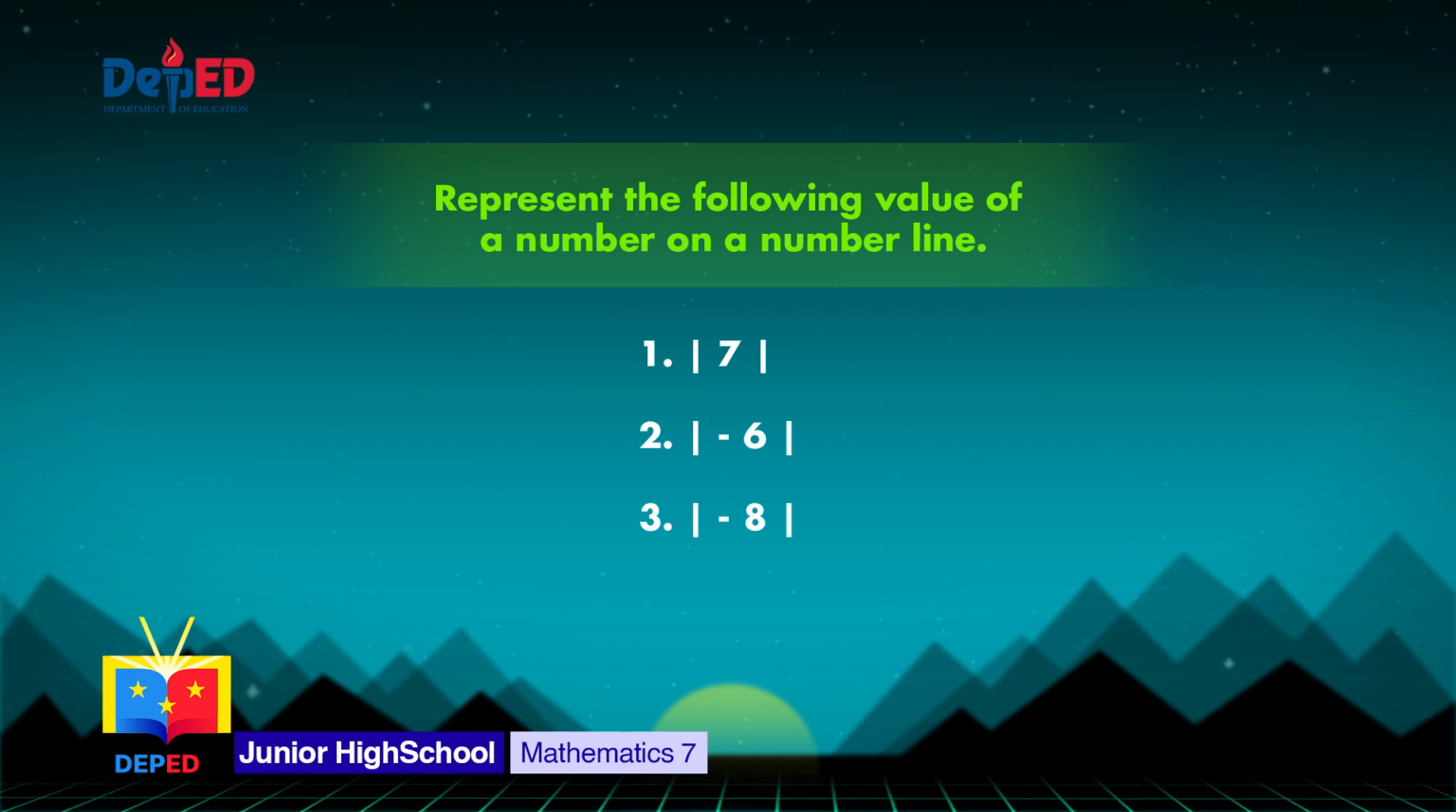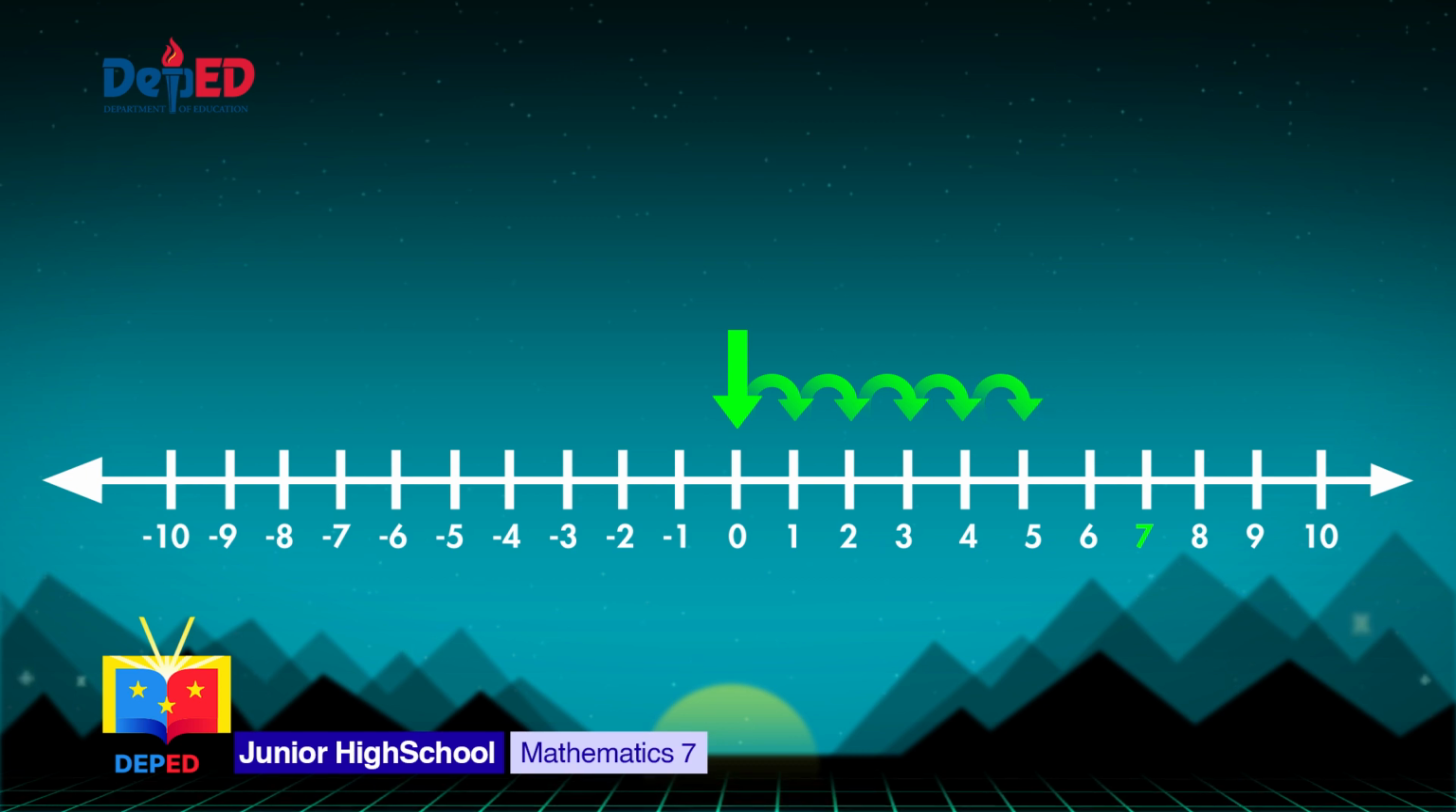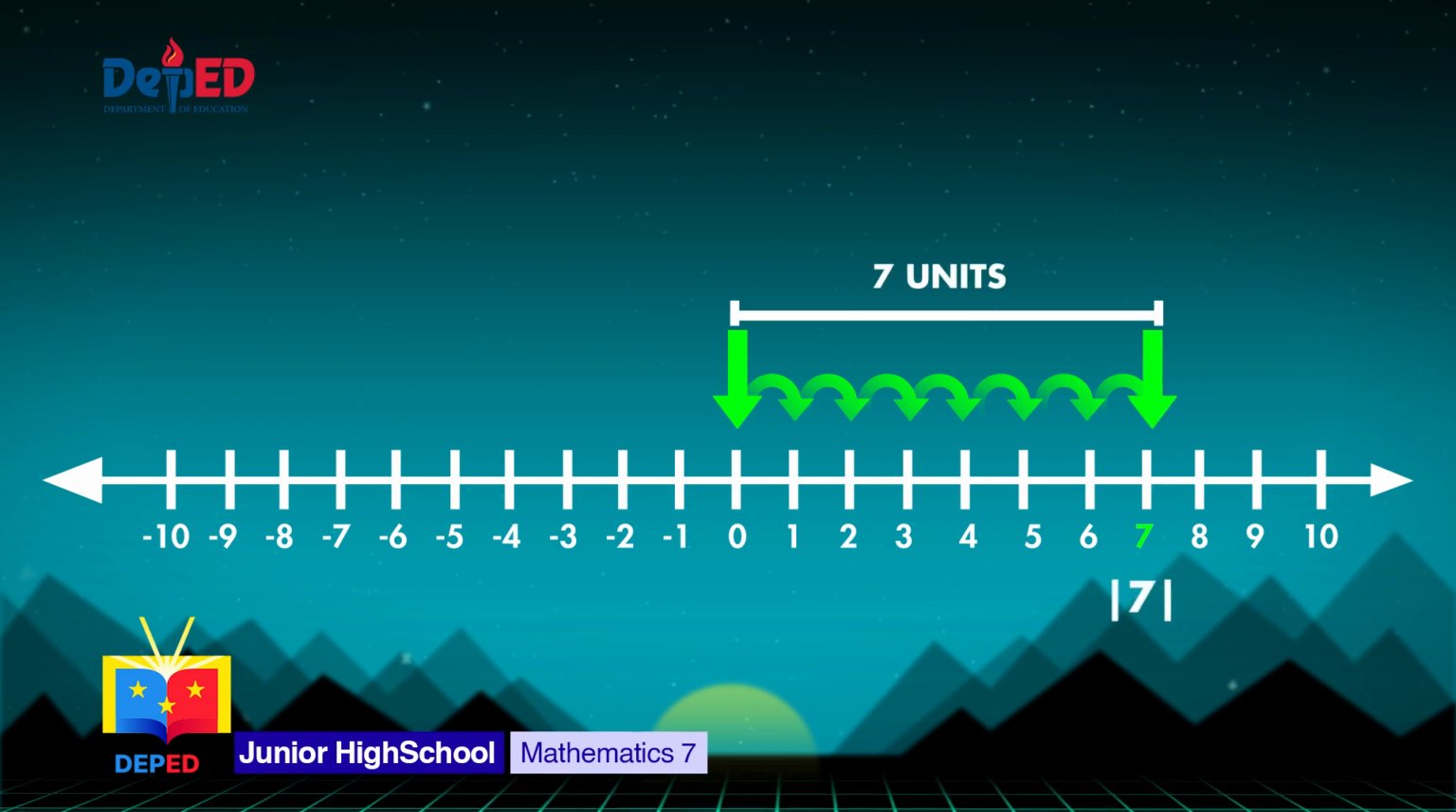For item 1, from 0, we need to count 7 units to the right. 1, 2, 3, 4, 5, 6, and 7. Then, plot the point. We have 7 units from 0 to 7.